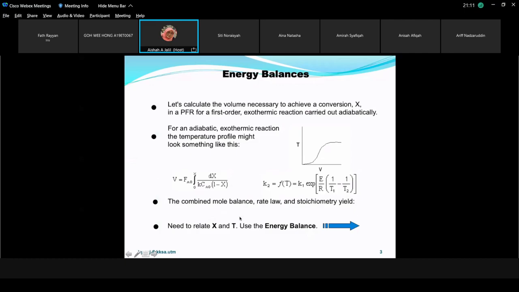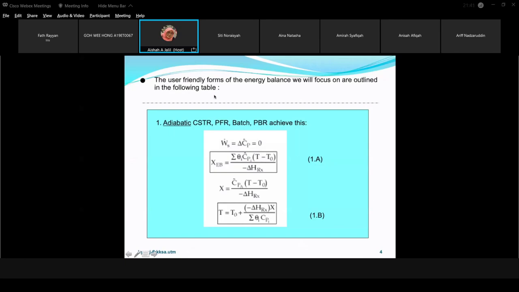Tu hilang lah kat sini. I think this one, no. We need to relate X and T. When we want to relate X and T, we use the energy balance. So this is X, this is T. If we want to relate them, this is the summary.